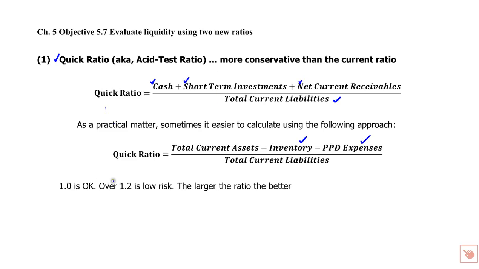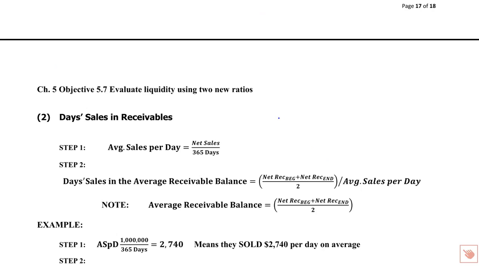Now, we mentioned before that for a current ratio, something like 2 is really strong. Because the quick ratio is more conservative, over 1.2 would be low risk, and even 1 is okay, whereas 1 with the current ratio was a little bit risky. That's the general range, but larger is better. The larger the ratio, the better off the company is.